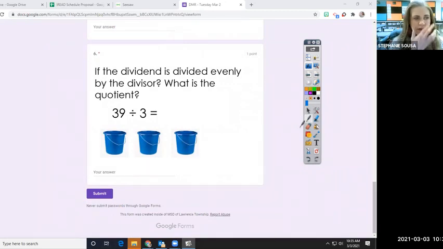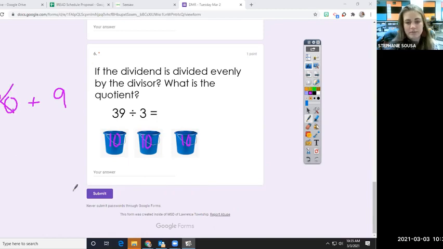6, if the dividend is divided evenly by the divisor, what is the quotient? Remembering this bucket strategy reminds us that we can do larger groups, okay? I know that this is 39. That is the same as 30 plus 9, using that expanded form to help us. I can divide 30 by 3 10 times. 10, 20, 30. So I'm going to put 10 in this first bucket, 10 in the second bucket, 10 in the third bucket, and that's used my 30.